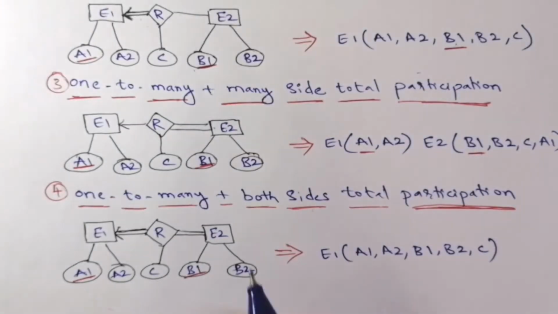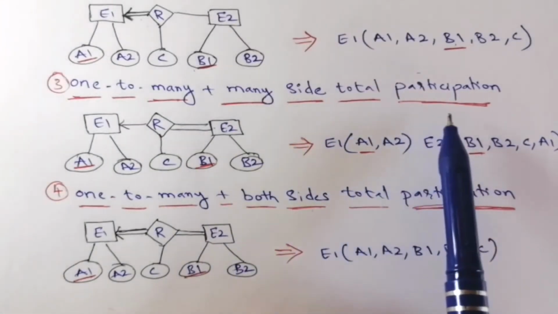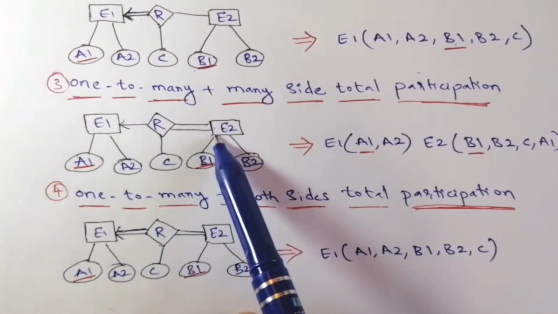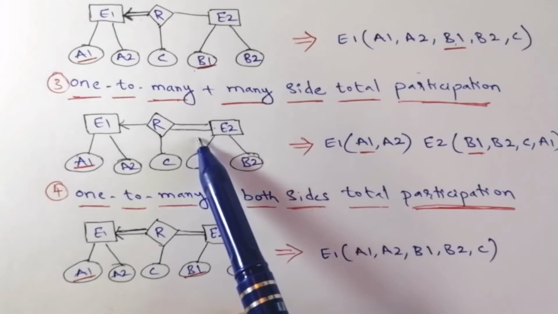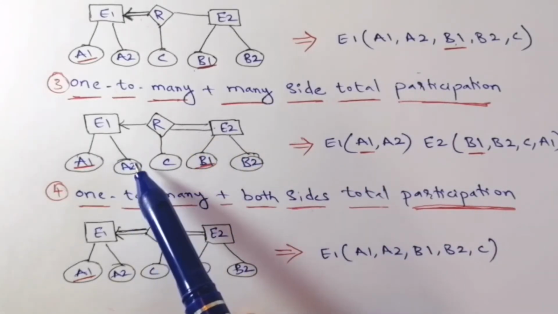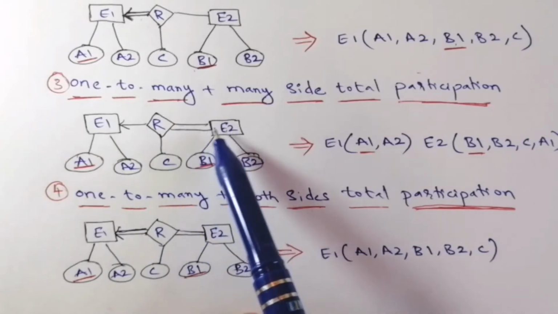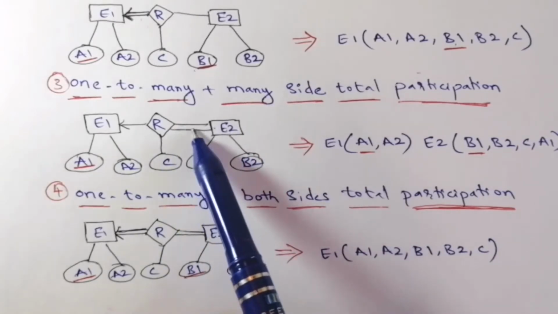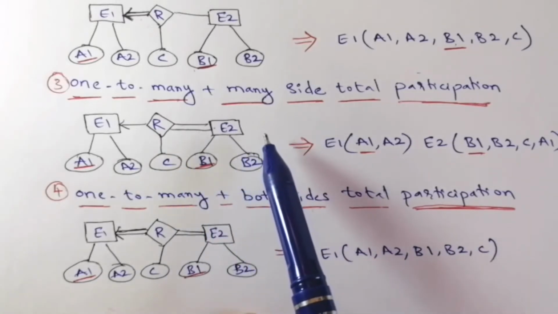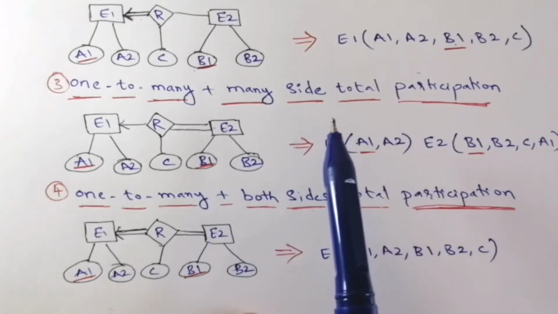And the next case is one to many with many side total participation. So this is the one side and this is the many side. Here we have the total participation. When we have the total participation on the many side, then this is going to be the same as the partial participation case. So the many side is going to absorb completely. Where we have the total participation on the many side, we have to remember compulsorily that the many side is going to absorb everything. That is a major point.